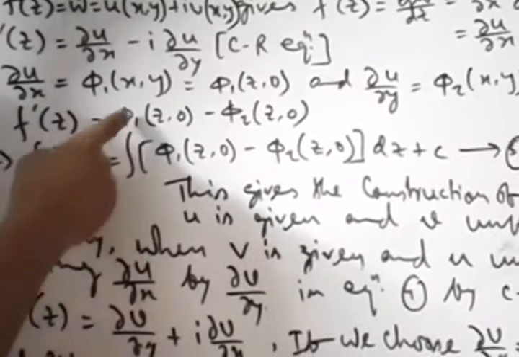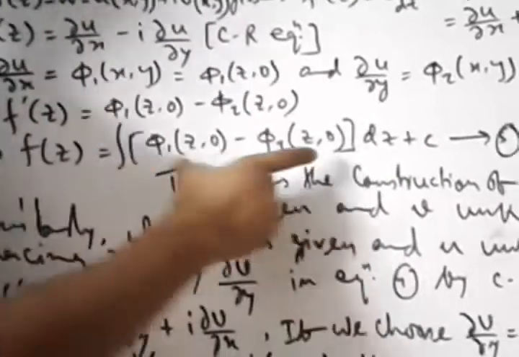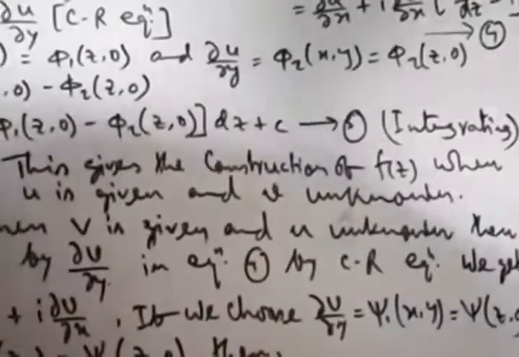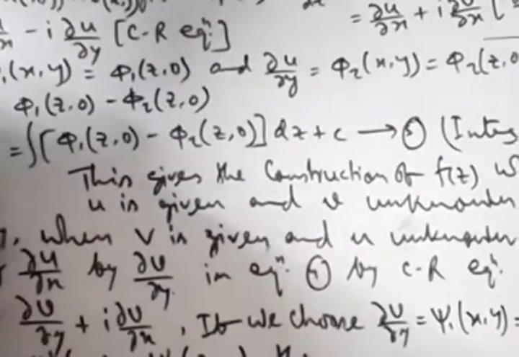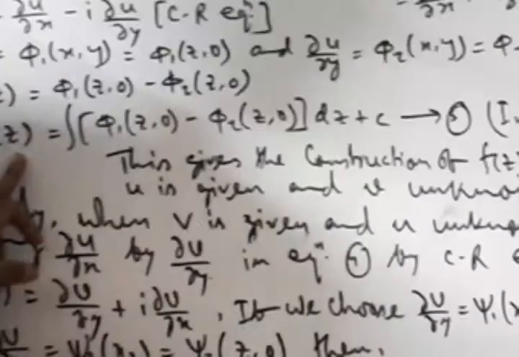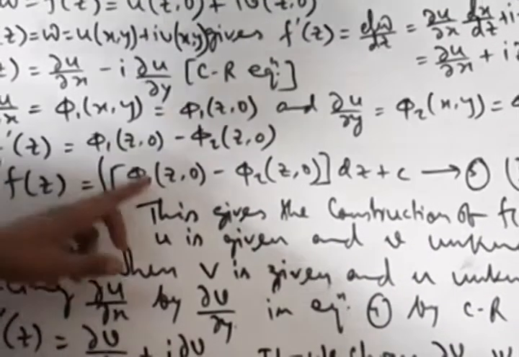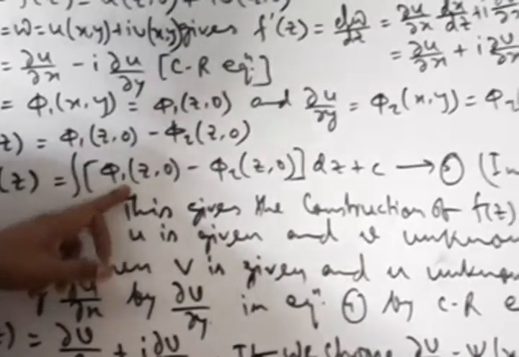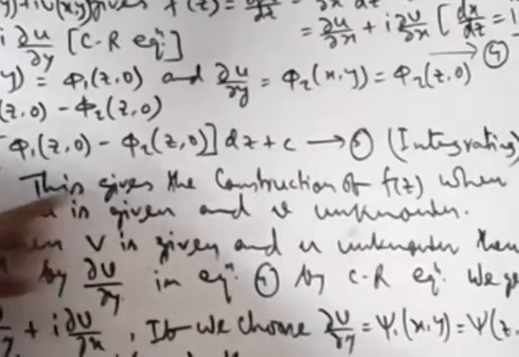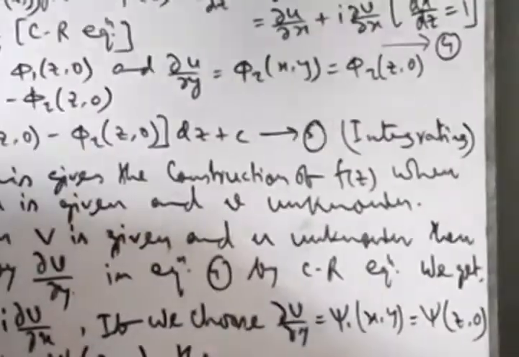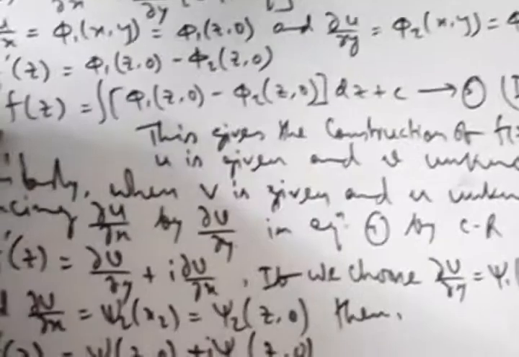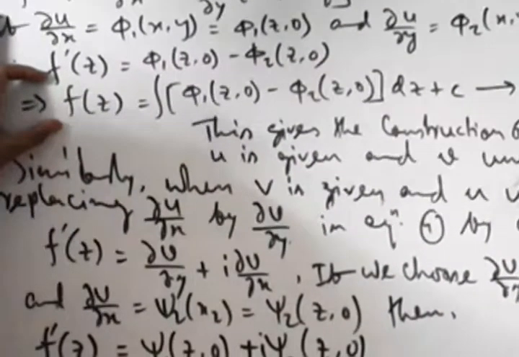Now by integrating f prime z, we get f(z) is equal to the integration of this with respect to z plus c. So this is equation number 5. So the construction of an analytic function is done. This is the construction of an analytic function when u is given and v is unknown. This gives the construction of f(z). f(z) is the analytic function when u is given and v is unknown. So this is one of our findings.